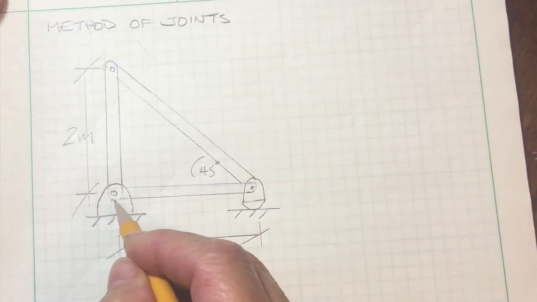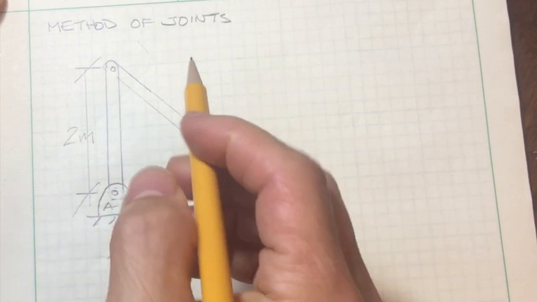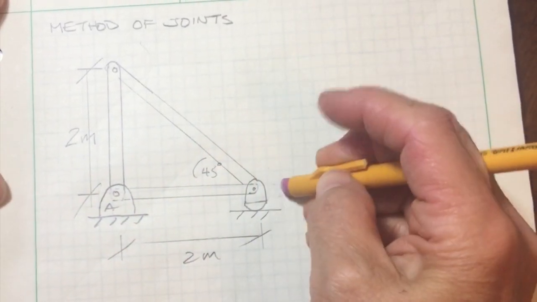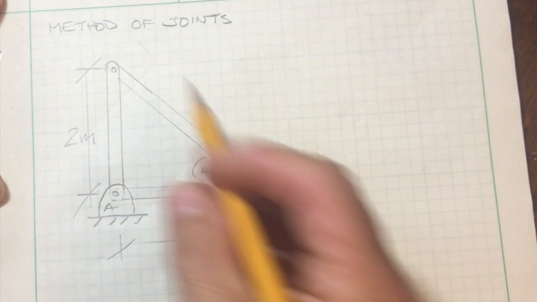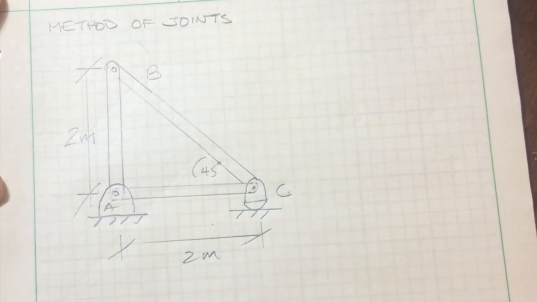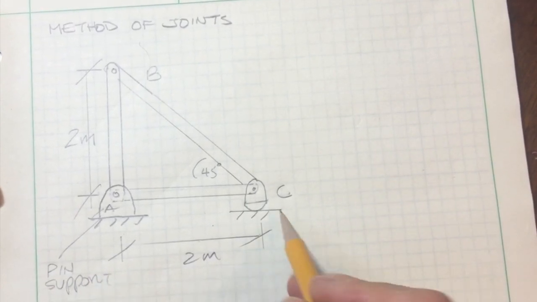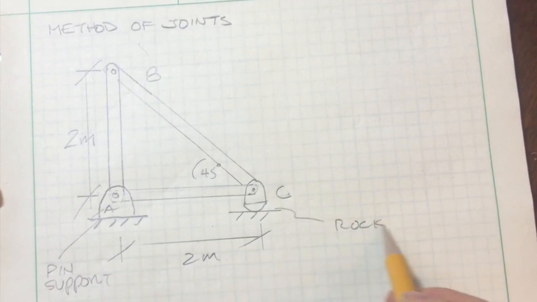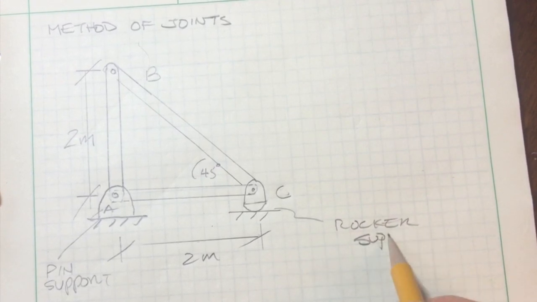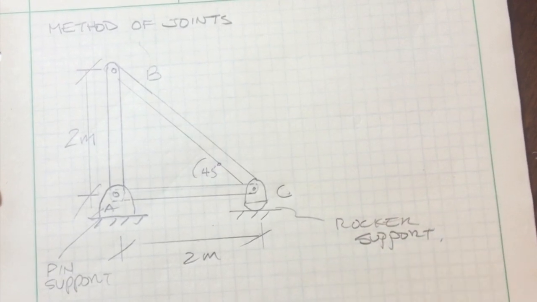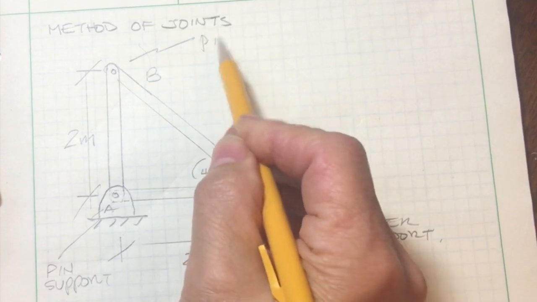And let's call this point A. Let's call this point B. Let's call it point C. And this is a pin assembly or pin support. This is a rocker support. And it's pinned right here.